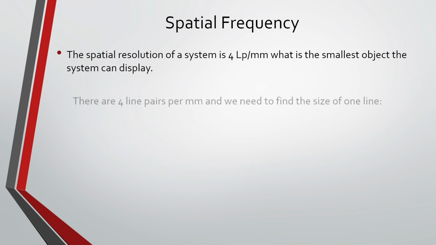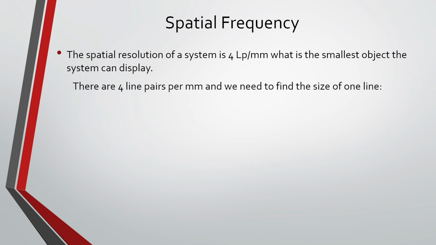Okay, so now we have a different question. There are 4 line pairs per millimeter, and first we need to find the size of one line. So we'll do the same kind of process here. All right, there's 4 line pairs per millimeter. We're going to multiply it by 2, and that's going to be 8 objects per millimeter. Objects per millimeter. We can write it like this.